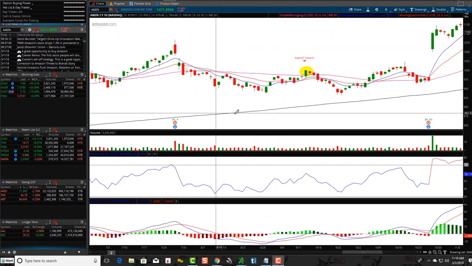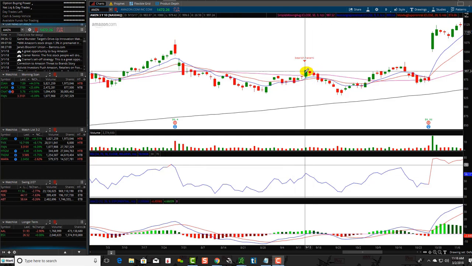Amazon. So Amazon right here wasn't even overextended, just near the moving average line. So again, many of the times you'll see these patterns happen when a price is overextended. But then other times, very important to follow, it happens right at critical moving average lines.